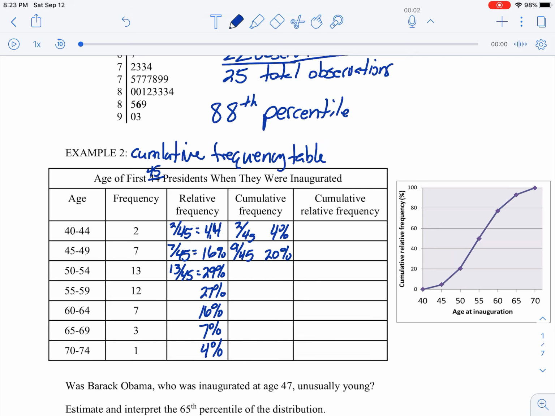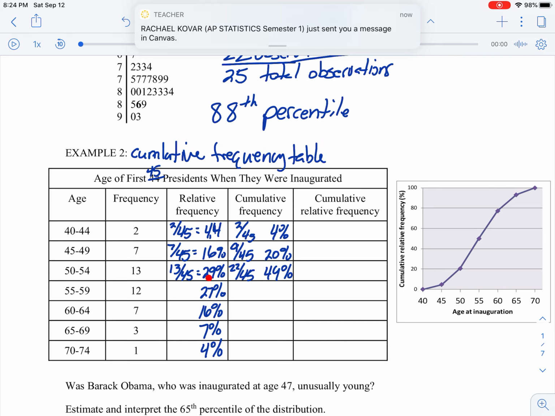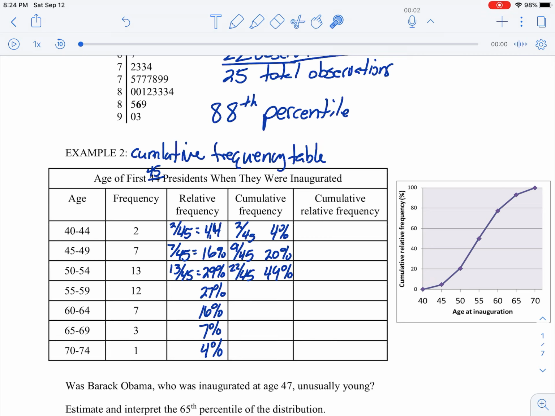Or we could have taken the 16 and the 4 and added those together to get 20. Likewise, we're sitting at 9 now, and we're going to add 13 into the next category, so that means we're talking about 22 out of 45. And 22 out of 45 gives me 49%. Once again, if I add 4 and 16 together, that gives me 20. If I take the 20 and add 29 to it, that gives me 49. So we can just keep accumulating these percentages.